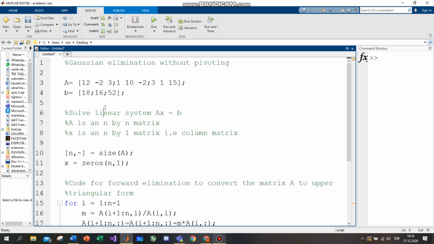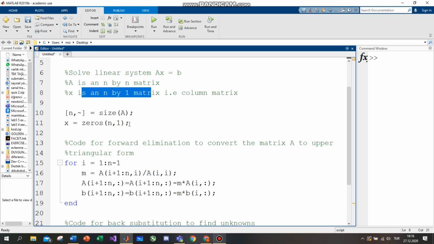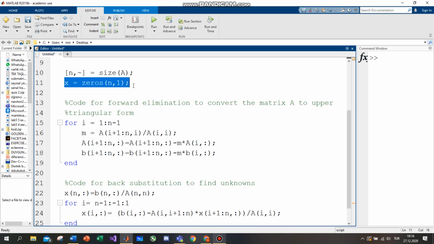For these we require the size of the matrix, n by n. It is a square matrix, so n should be passed to n, that is, the number of rows should equal the number of columns, and this one is of order n by 1. This is the initialization for x, so we assume the initial values are 0.